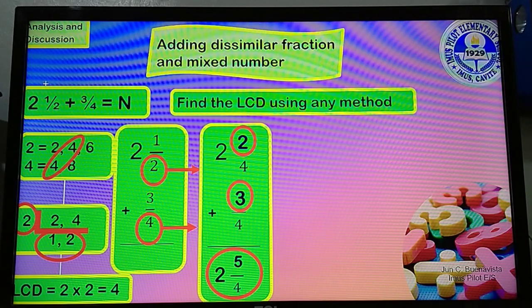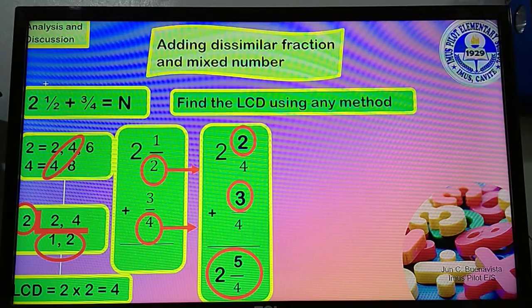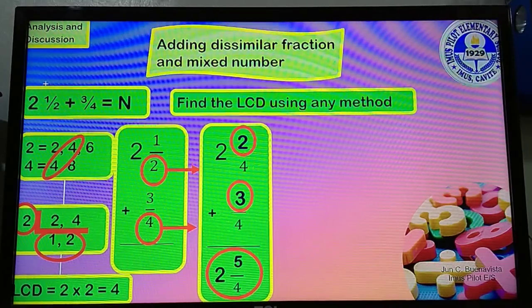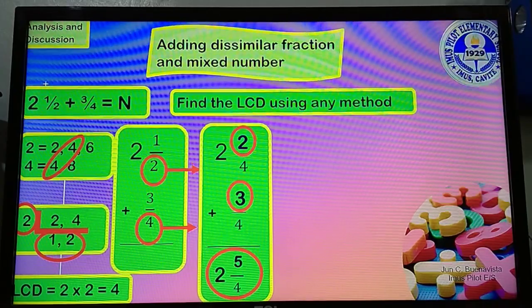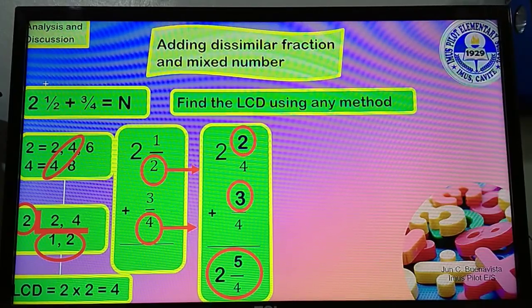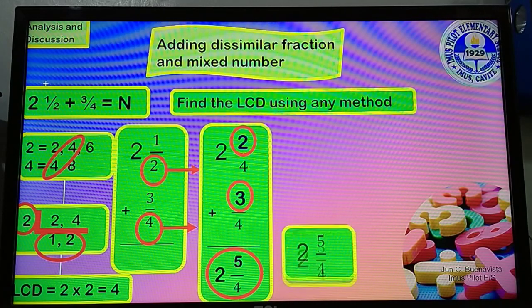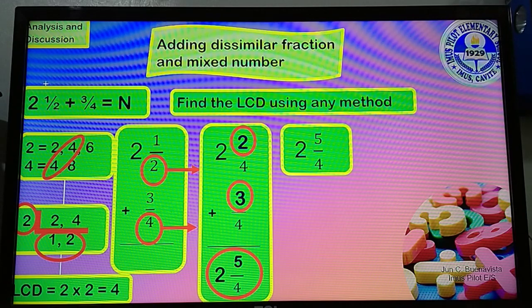So, we are going to change that into a mixed number in order to change our answer into a simplest form or lowest term. Take note. In adding or subtracting fractions, you always express your answer to a lowest term or a simplest form. So, how are we going to do that? Our answer again is 2 and 5/4. So, 5/4 is an improper fraction. That is why we are going to change that into a mixed number.